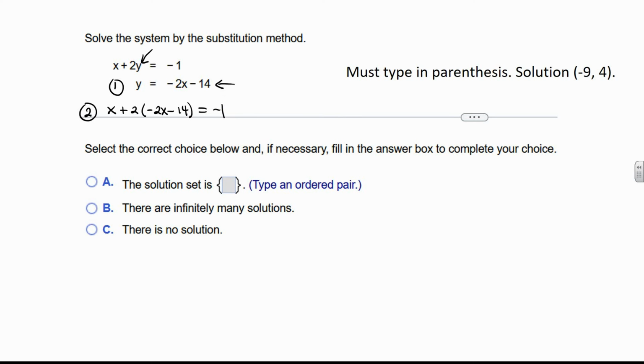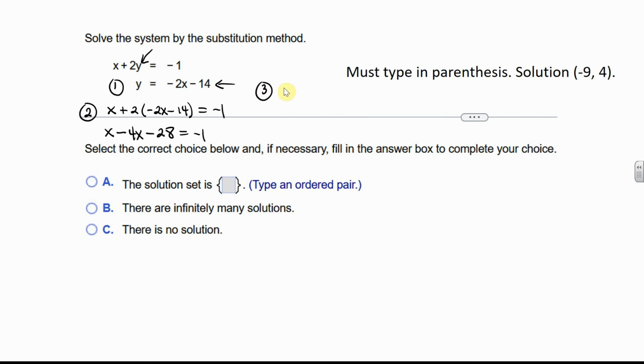Okay. So now, here in step 2, I can solve for x. So I get x minus 4x minus 28 is equal to -1. So basically, this is our step number 3.